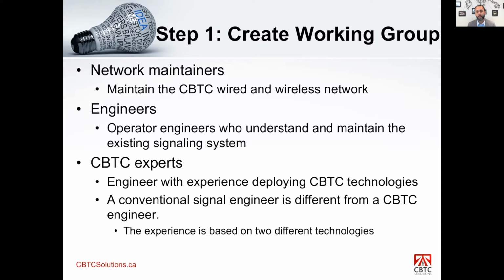Engineers, these are your in-house engineers, conventional, traditional signal engineers who understand the system that they have in place today. They definitely have an input into the system, because each transit agency has certain things that are unique to it, and these engineers will provide that understanding.